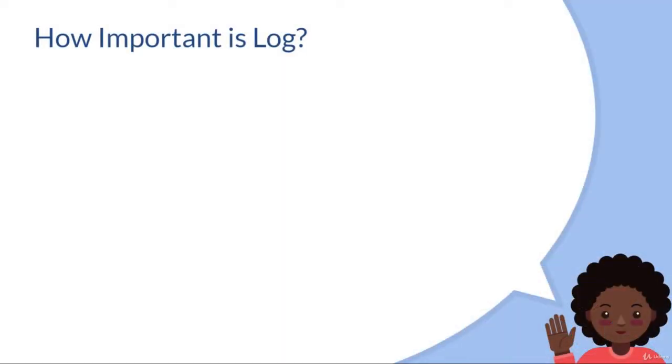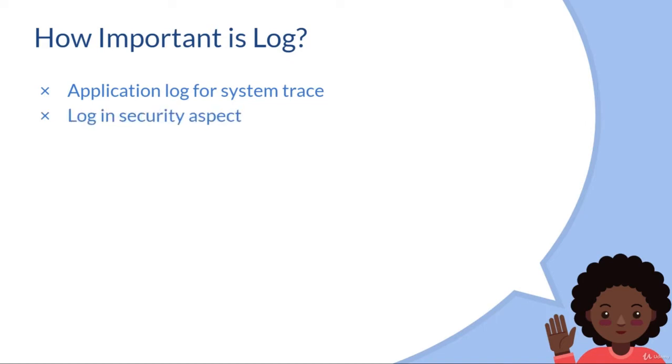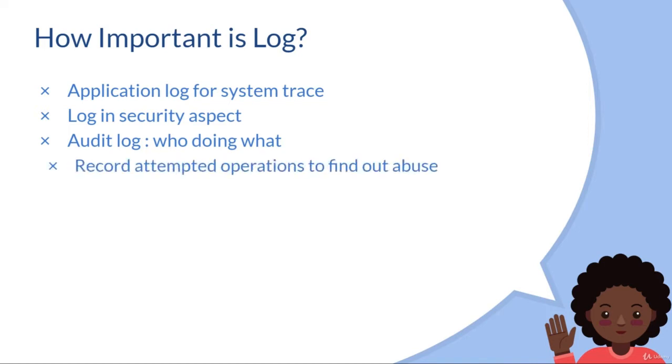If we write applications, we might log our application flow to know what happened with the flow. So, in case something wrong happened, we can trace the log. In terms of security, logging is also important. We can keep log of who is doing what on our API, known as audit log. By auditing, we can record all attempted operations to find out whether certain clients are trying to abuse the API.